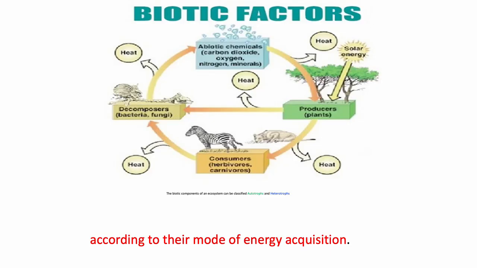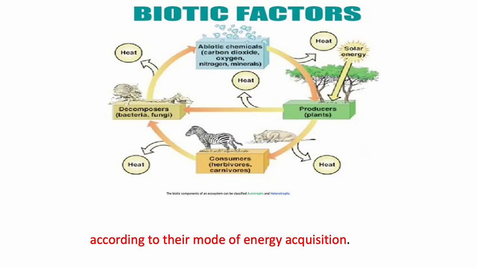Coming to the biotic factors, there are two types of biotic factors. They are autotrophs and heterotrophs. Autotrophs are the organisms which are able to synthesize their own food material, such as plants. These plants are said to be producers. These producers depend on solar energy to produce the food material.